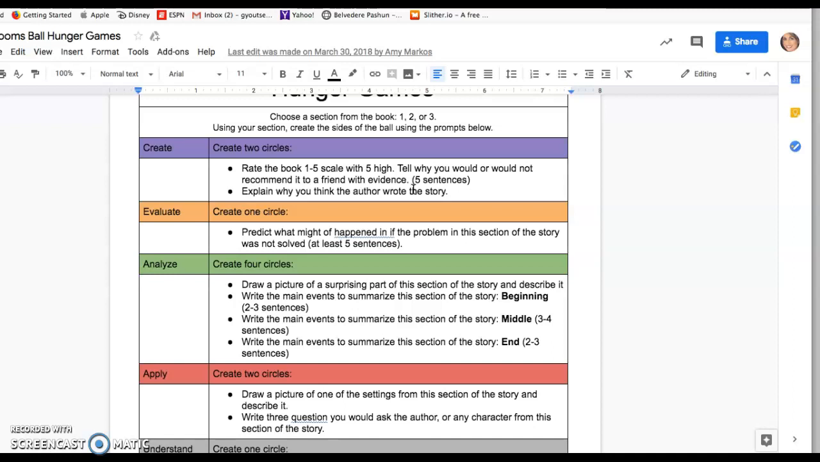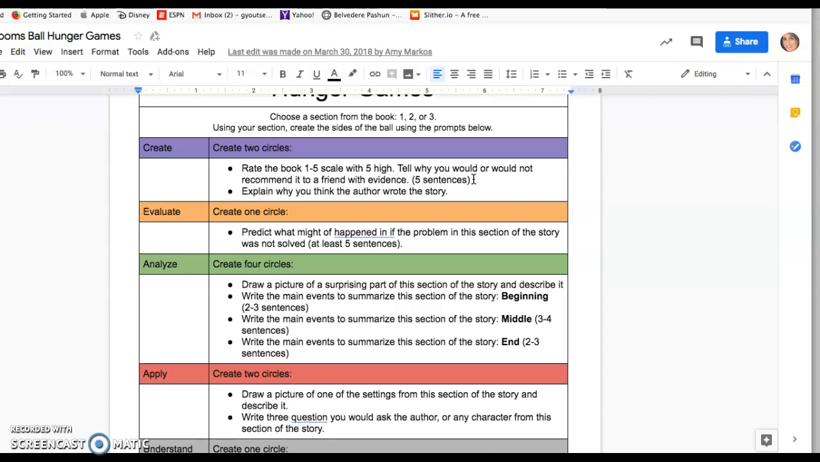There needs to be evidence. So it should not say, I would not recommend this book because I didn't like it. That's not it. There should be 5 sentences here with evidence on really what makes you like the book or what makes you not like the book. It should be detailed here.